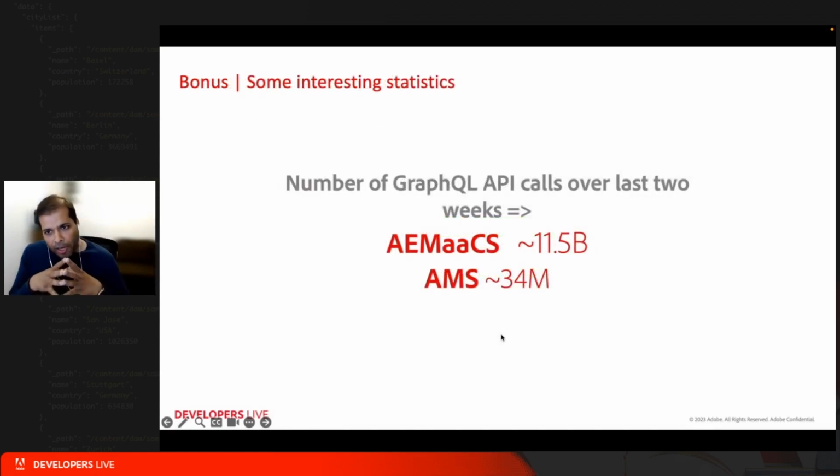Before we dive into fine-tuning GraphQL queries, let's look at some interesting statistics of recent GraphQL API usage by our customers. Over the last 2 weeks, on AEM Cloud Service, the combined number of GraphQL API calls was about 11.5 billion. And on AEMS, it was about 34 million calls over the same time period. Having this huge amount of API usage shows the scale of AEM GraphQL API in practice. This definitely calls for high value in performance tuning for our customers, that is you.